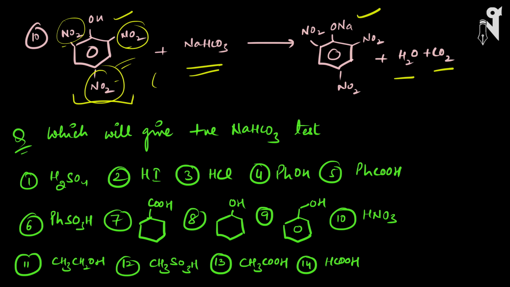If your phenols have electron withdrawing groups present, stronger electron withdrawing groups present in multiple numbers, then it can make your phenol a stronger acid than the carbonic acid. The normal aliphatic alcohols are generally weaker acids, even if they are substituted with the electron withdrawing groups.